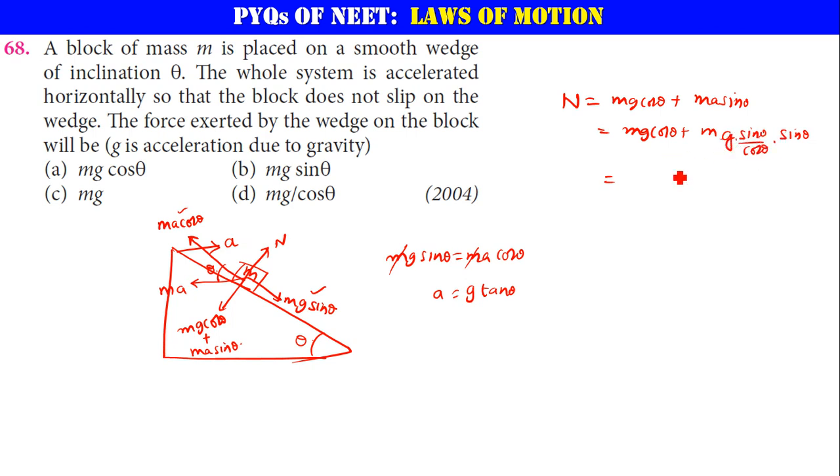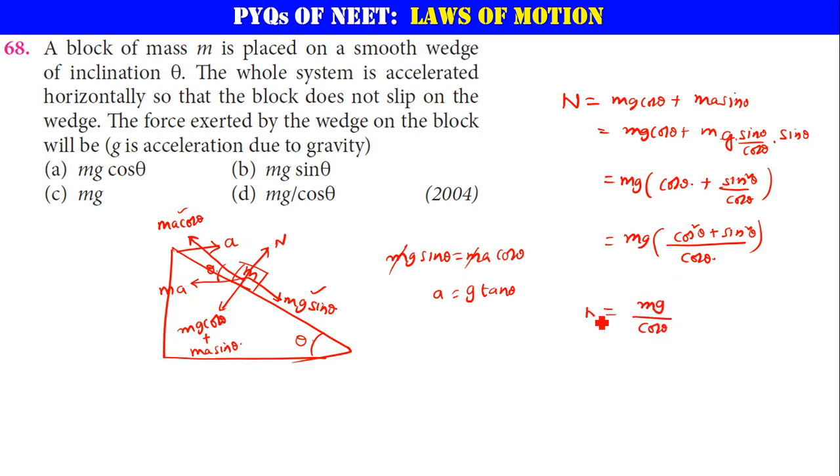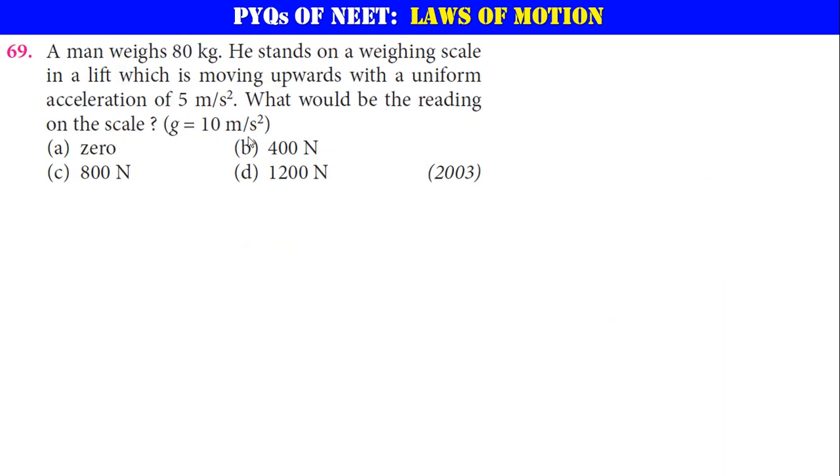Now if you take mg common, that will be cos theta plus sin square theta by cos theta. So you are not getting this kind of options anymore. But you can simplify this so that you can get the answer. The answer is just one step ahead. If you take common cos theta, cos theta into cos theta will be cos square theta plus sin square theta. Cos square theta plus sin square theta is nothing but unity, equal to 1. So mg by cos theta is your normal reaction. Which option is correct? Option D. Yes. The next question.